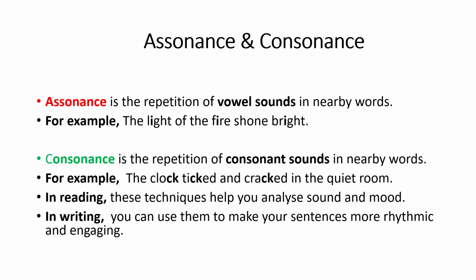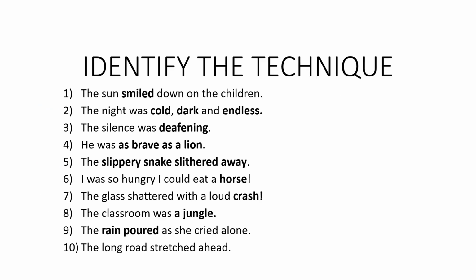Assonance is the repetition of vowel sounds in nearby words. For example, the light of the fire shone bright. Consonance is the repetition of consonant sounds in nearby words. For example, the clock ticked and cracked in the quiet room. In reading, these techniques help you analyze sound and mood. In writing, you can use them to make your sentences more rhythmic and engaging.